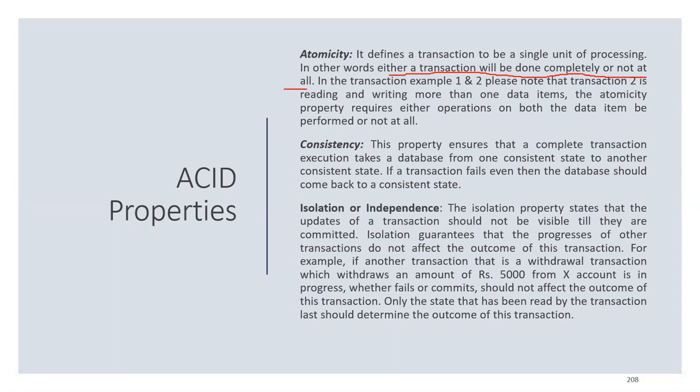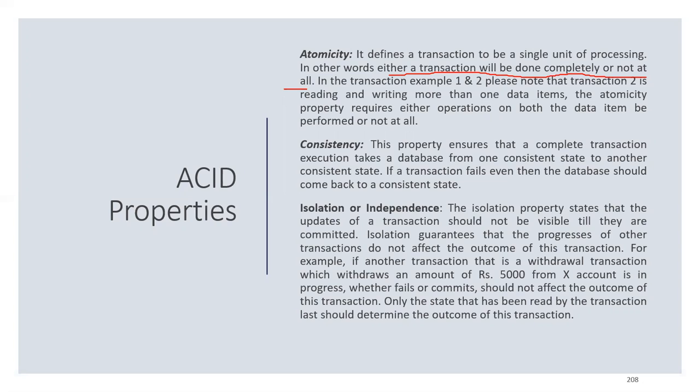Why? Because if there is incomplete execution of the transaction, that results in negative consequences. So that means we always consider a transaction a single unit of processing. In this processing, all these statements are executed successfully or not executed at all. So this is called atomicity.